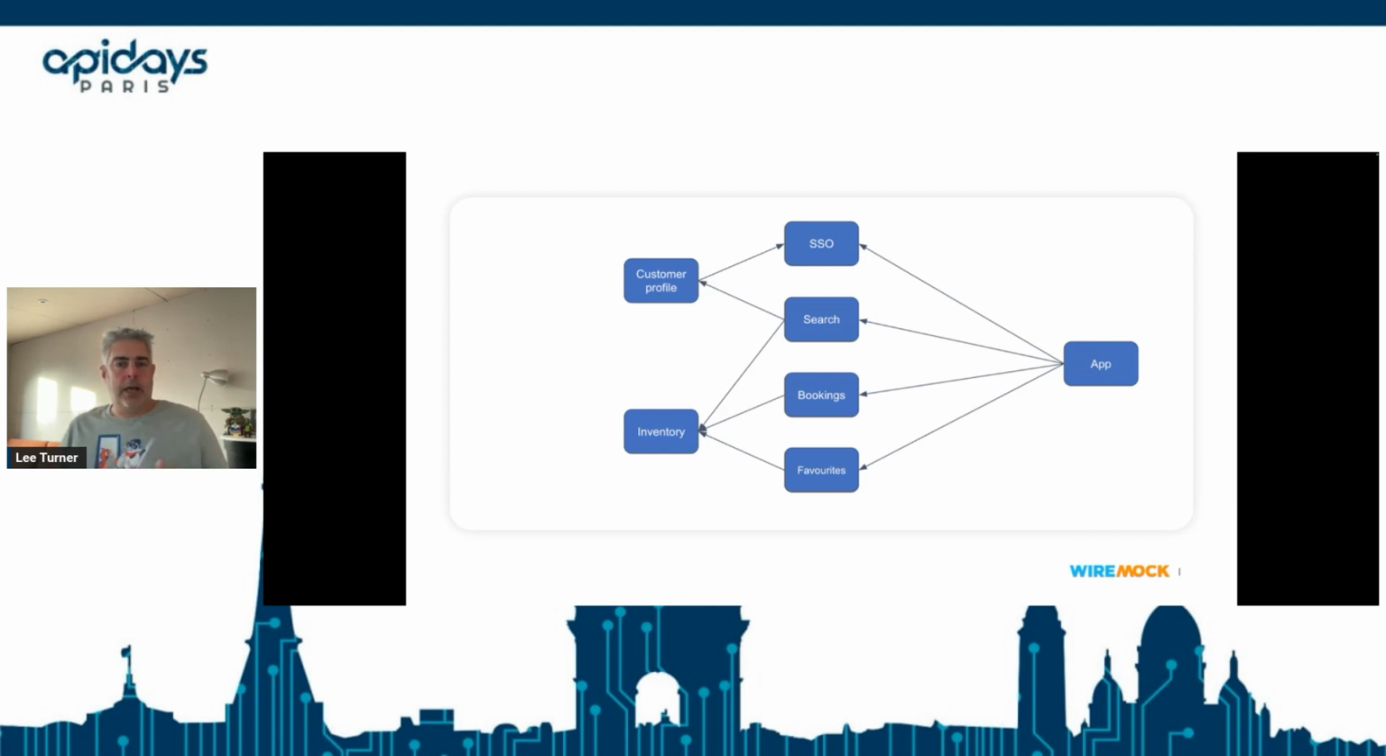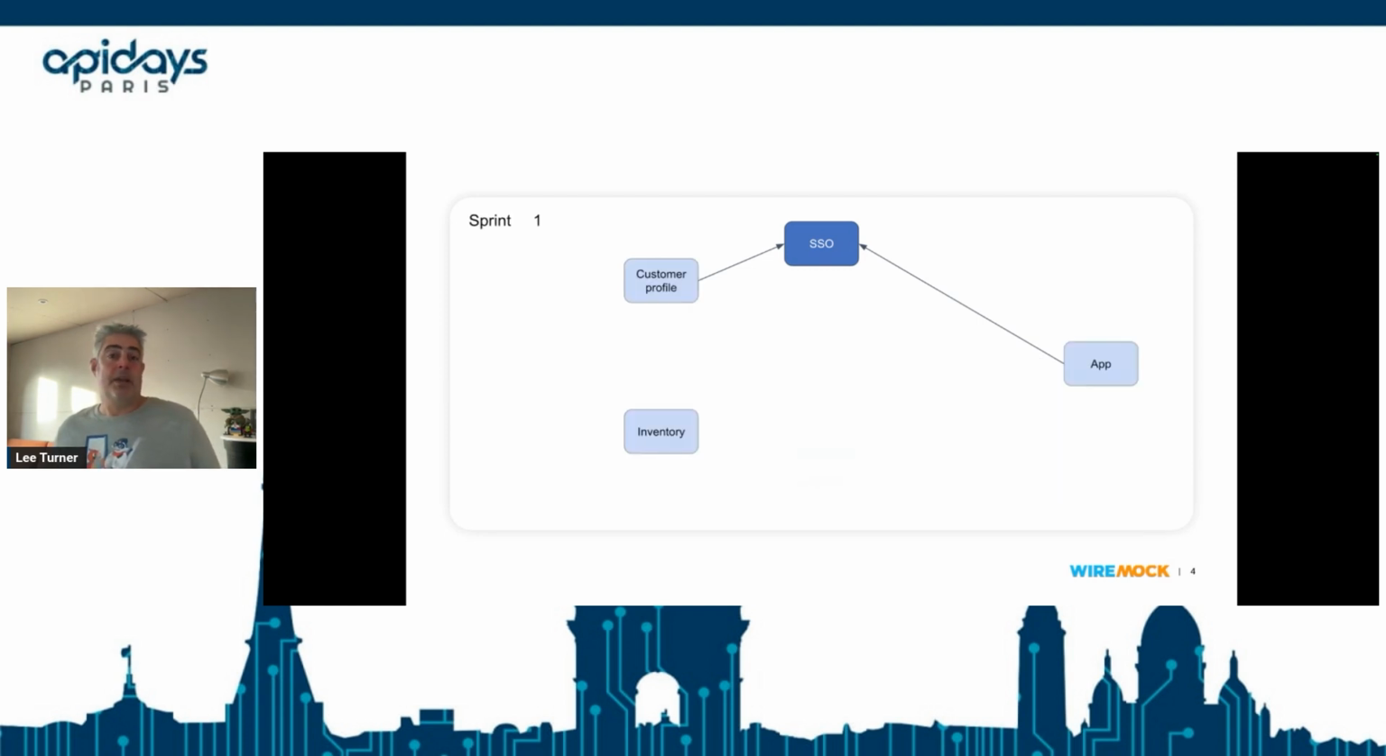Now you can see the lines between these individual components. These are API calls essentially, showing the dependencies that each of these components have. And you can see that the SSO component and the inventory component are the ones that don't have any external dependencies and are just relied upon by other components in the architecture.